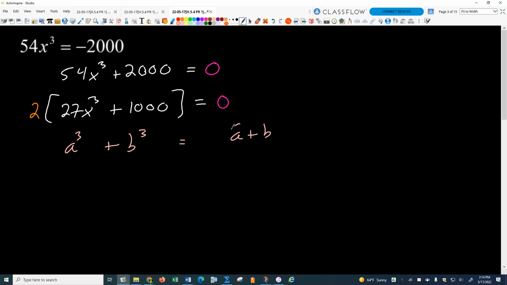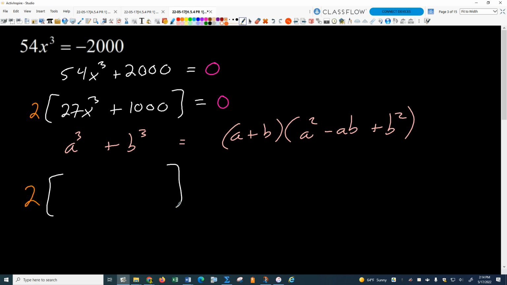A plus b times a squared minus ab plus b squared. Good. Okay, so we want to make that thing match. Everything inside the factor, inside the brackets, we want to make that fit this pattern. So we've got our 2 out front that we're just going to leave there. And then inside the brackets, our goal is to get something cubed plus something cubed.